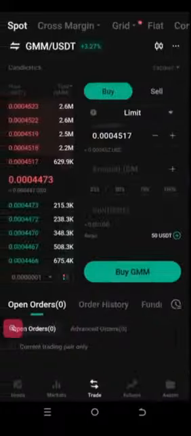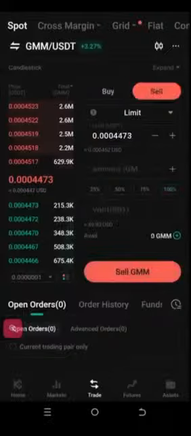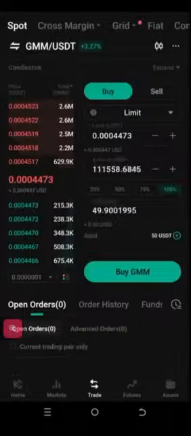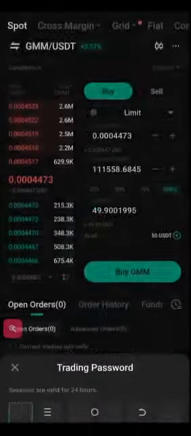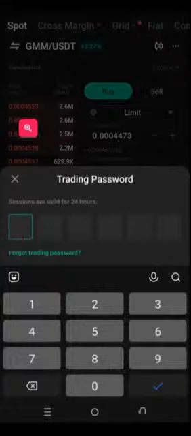Let's go ahead and purchase this, right? So like I said, if we go ahead with this one, let me show you. We go ahead with the middle price and we pick that. We're going to get 111,000. But let's just click on buy. So I'm going to put in my trading password and I'll be back.